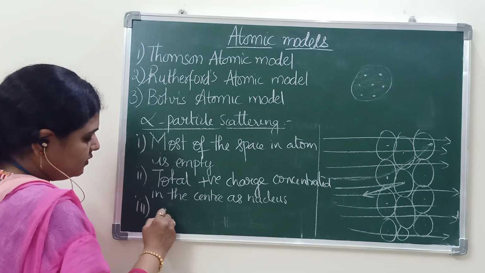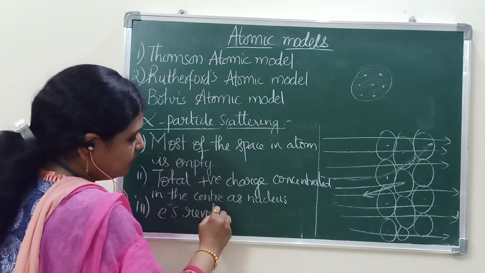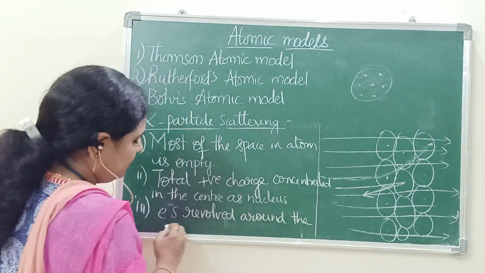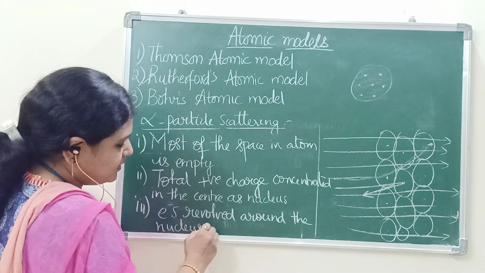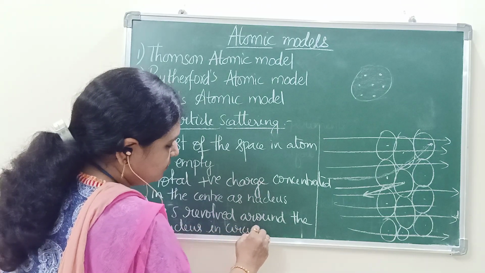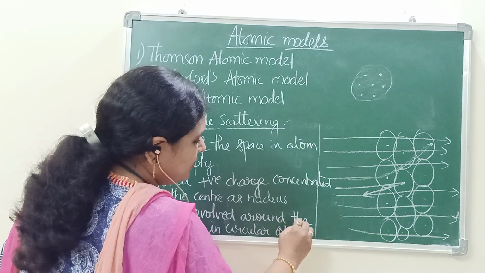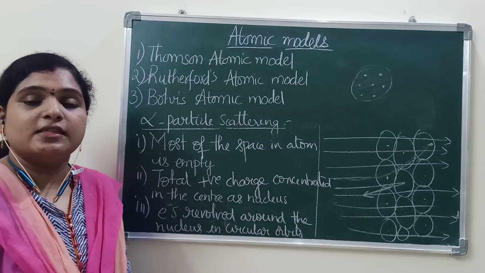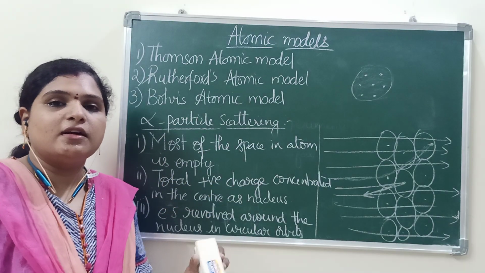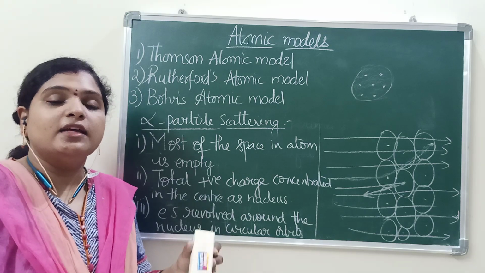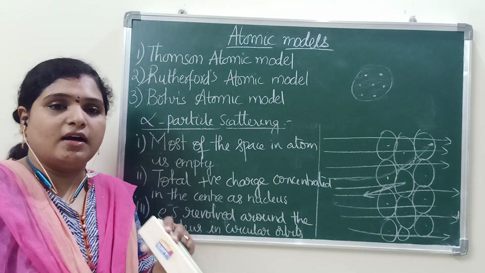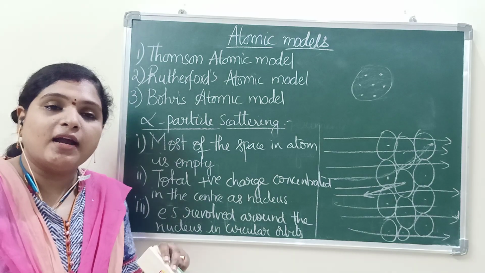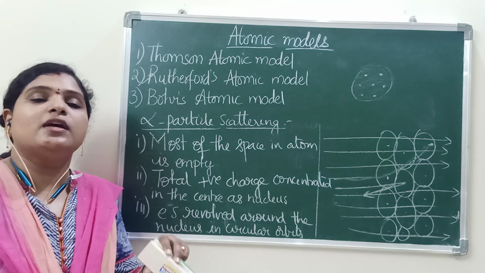Electrons revolve around the nucleus in circular orbits. This is the third postulate. And then, based on the experiments, he observed that the radius, or the size of the nucleus, is about 10 power 5 times less than the size of the atom.